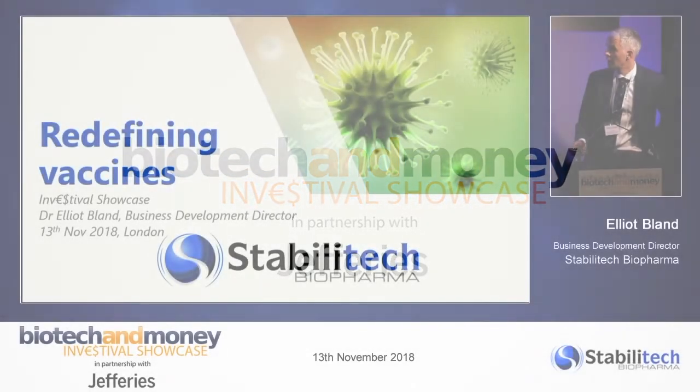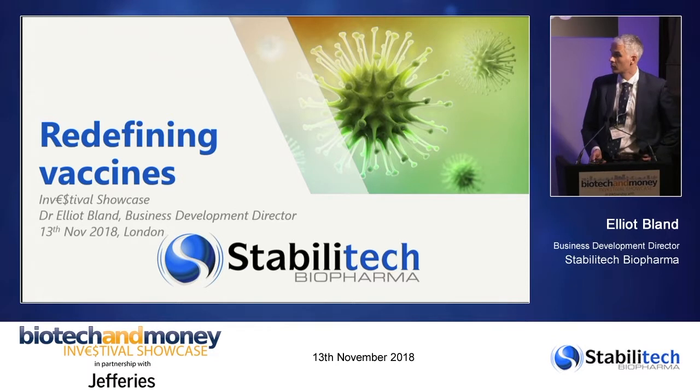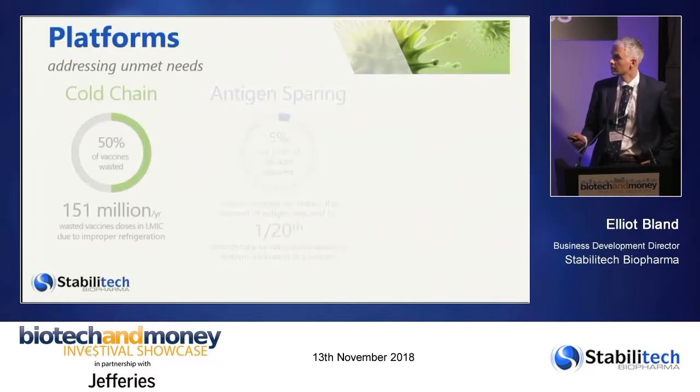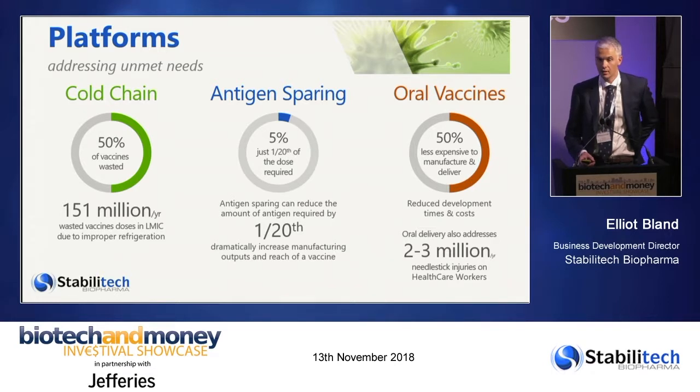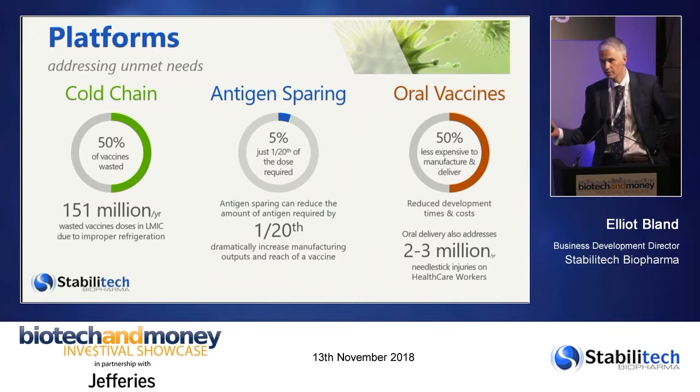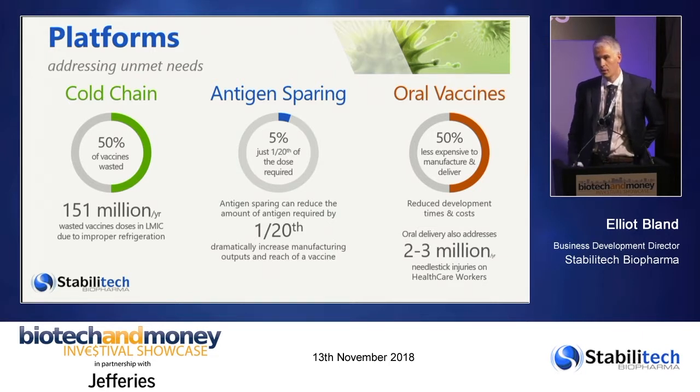Afternoon, everybody. I'm going to talk about Stabilitech Biopharma and how we can redefine the way we make and take vaccines. Stabilitech has three platform technologies. The first is a platform technology that completely removes the cold chain for viruses wherever they be used, whether it's vaccines or also in the biotech space for CAR T cells or for oncolytic viruses. It's obviously a very important thing for the cold chain for vaccines where there's huge amounts of wastage.